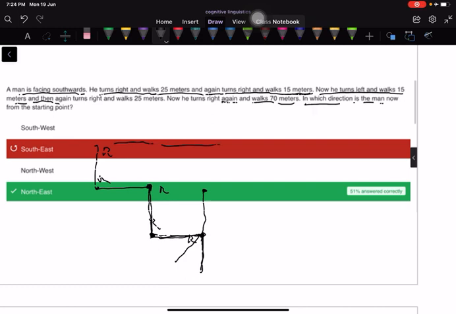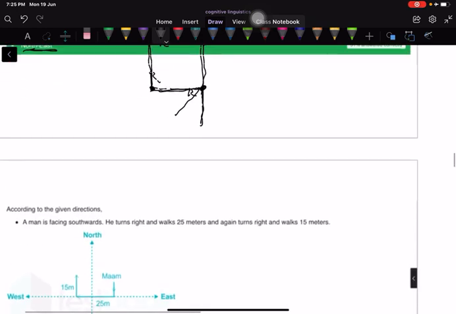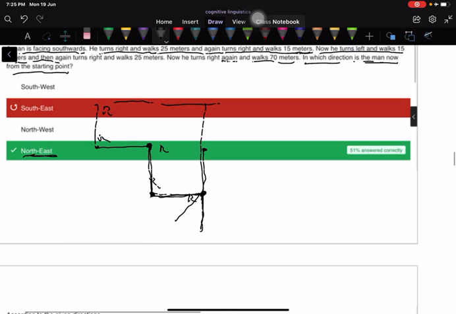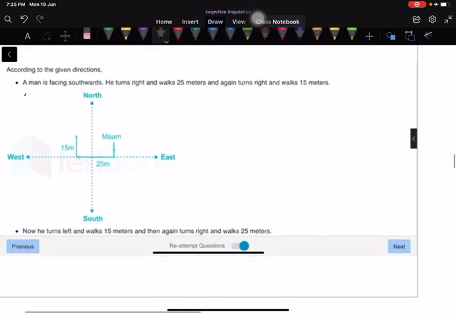In which direction is the man now from the starting point? So this was his starting point. He's in the north direction. Northeast, rather. Northeast. So man is facing southwards. Let's do that in the next.